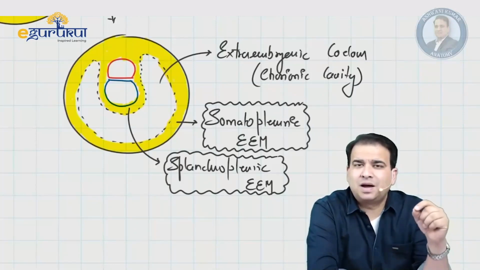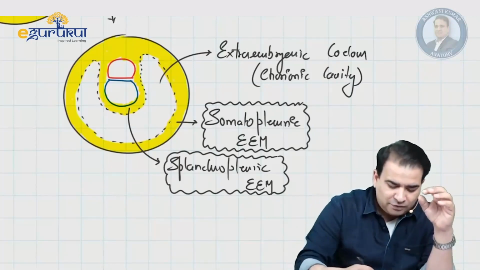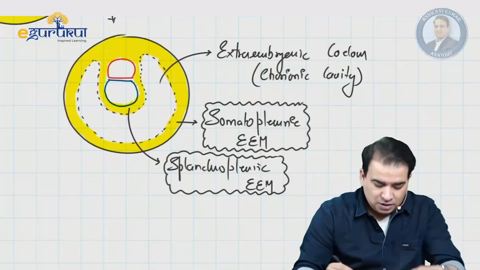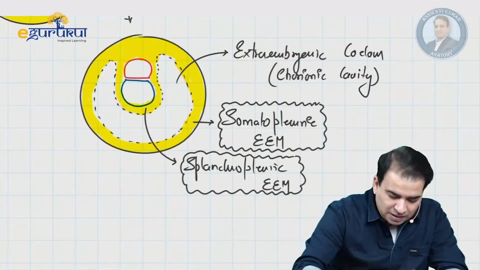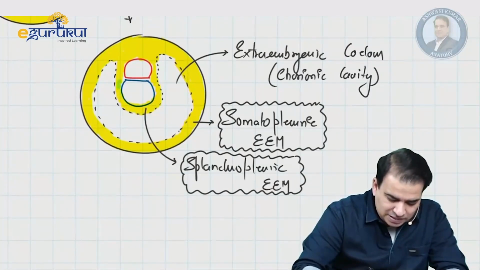What is future viscera, guys? The future viscera is all derived from where? From the yolk sac. So this is the splanchnopleuric extraembryonic mesoderm. If I may highlight it precisely, this is the splanchnopleuric extraembryonic mesoderm, and not the one which is covering the amniotic cavity from the outside. That is not splanchno.